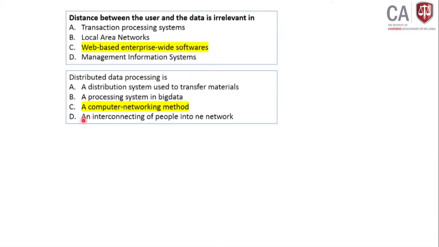Distributed data processing, a distributed system used to transfer and process big data, integrating people into a network. So the correct answer is a computer networking method. Here it is given.